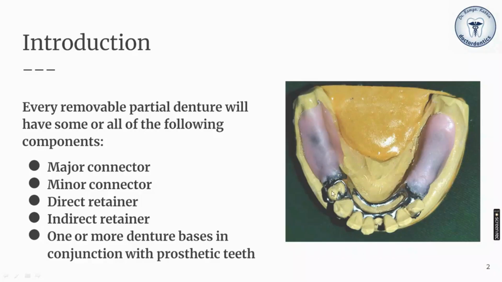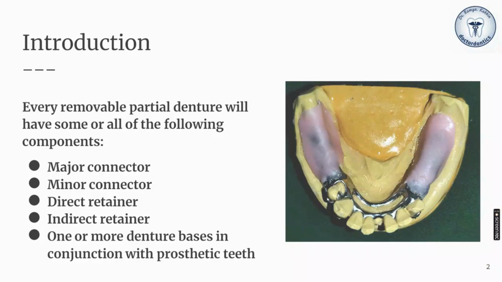So minor connectors include rest, and you can say it includes proximal plate also, and also the main base which holds the acrylic part of the prosthesis. Okay, then coming to the direct retainer. This is the direct retainer, which is also called rest. It will rest on a rest seat.